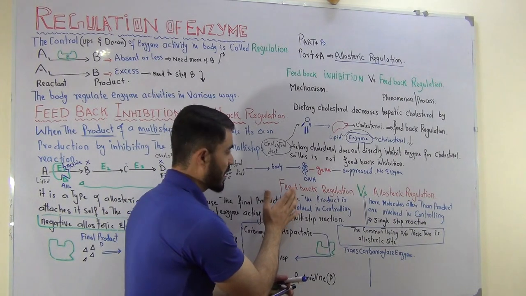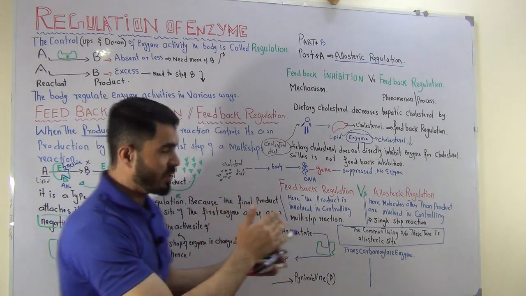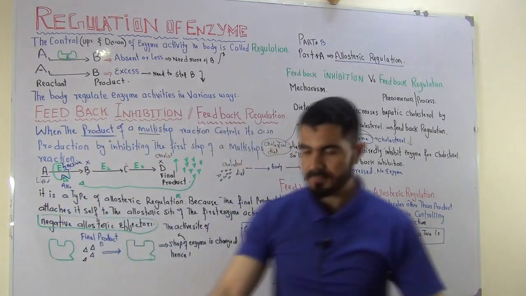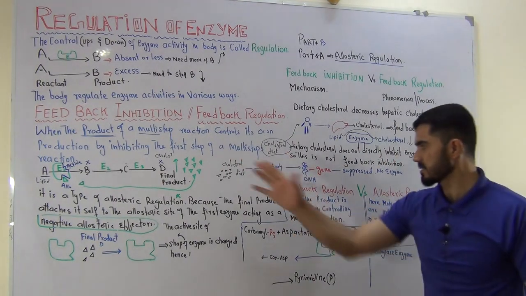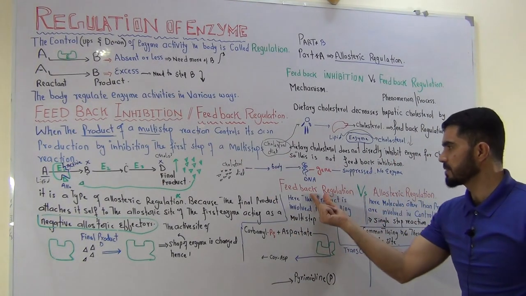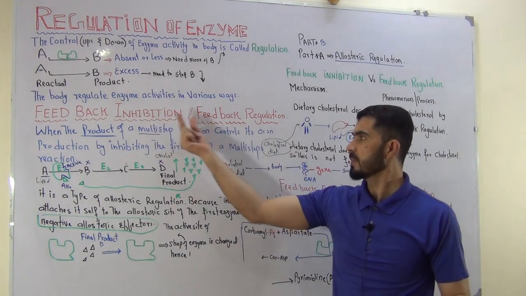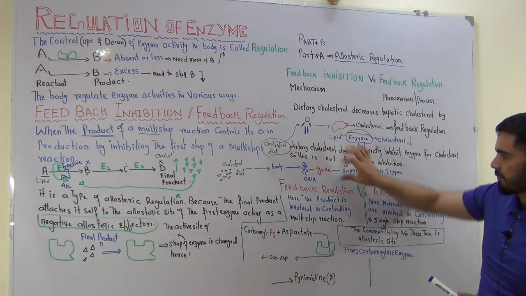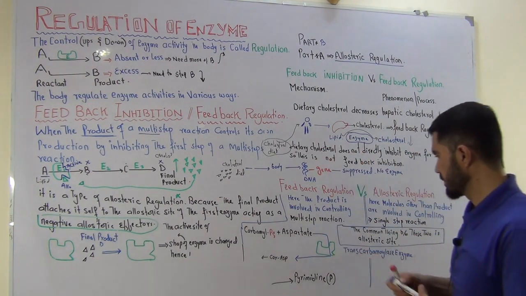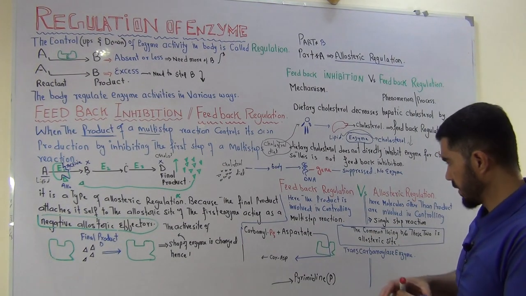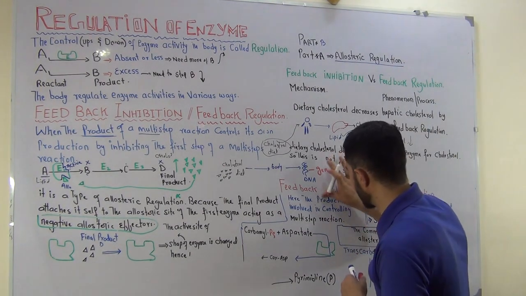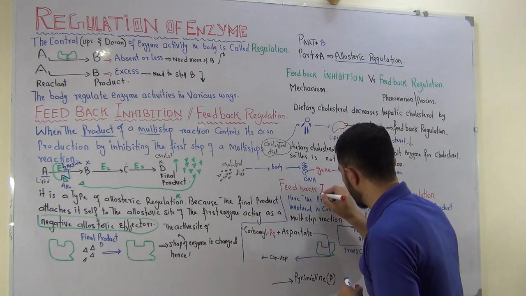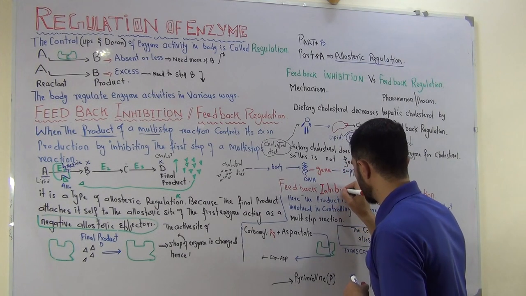Now coming to the next, that is feedback regulation versus allosteric regulation. We have just discussed what feedback regulation is, and now the allosteric regulation, or you can say the feedback inhibition. Let me write it here: feedback inhibition.